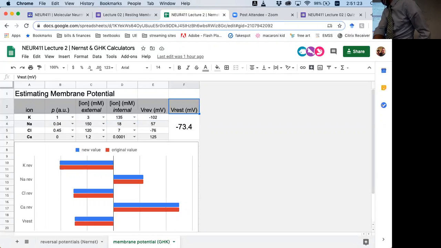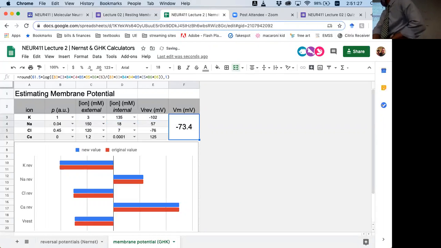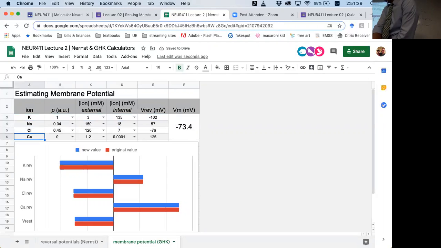Okay, so 4 ions to think about. We're going to consider calcium as being 0 for permeability. We're basically not moving calcium at rest. We're going to move that whenever we're active. But the others are permeable too. Some neurons will not have a 0 here, but we're in the world of the ideal textbook neuron.